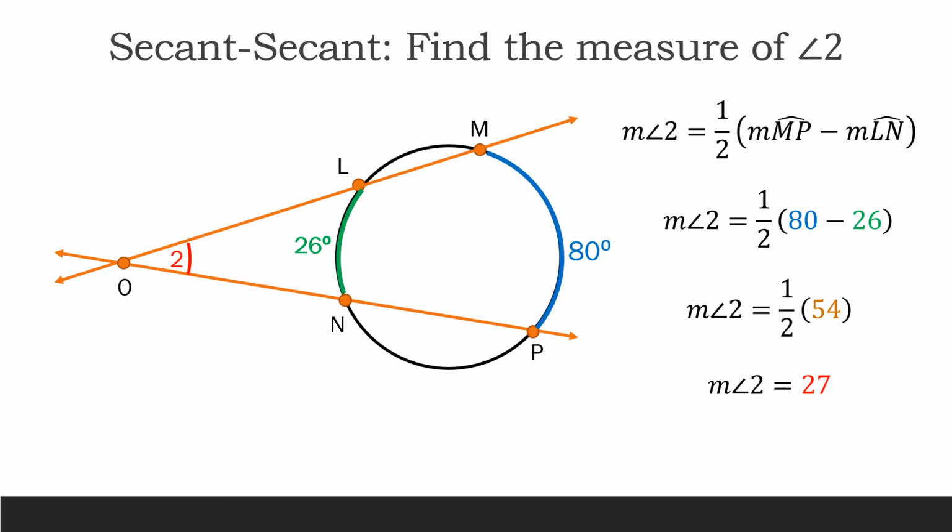So what's the overall process here? Every time you have lines intersect, whether it's a tangent line or a secant line, you are going to have intercepted arcs created from the points where they touch the circle. You're always going to take the larger or the major of the two intercepted arcs and subtract the minor of the two intercepted arcs and then divide by 2.